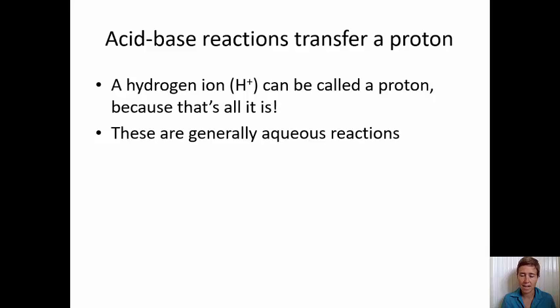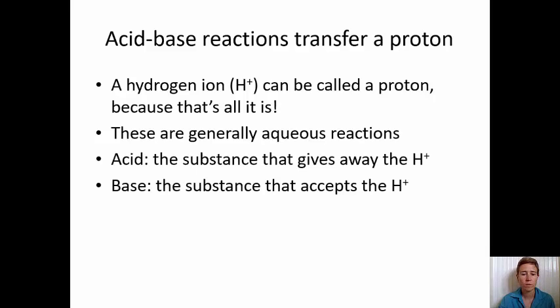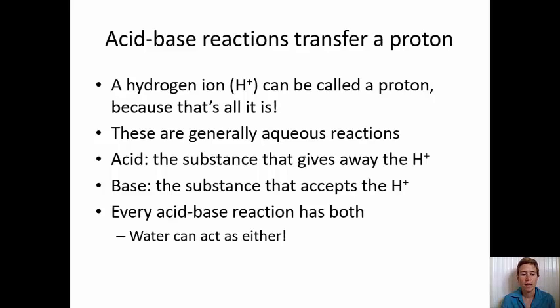These reactions are generally aqueous reactions, so they're in liquid water. An acid is the substance that gives away the H+. The base is the substance that accepts the H+. Basically, those are the terms we're going to use. There are some different definitions for acids and bases, but those are pretty useful definitions here. Every acid-base reaction has both. If you're going to give away the H, something's going to have to accept it. So every reaction has both.